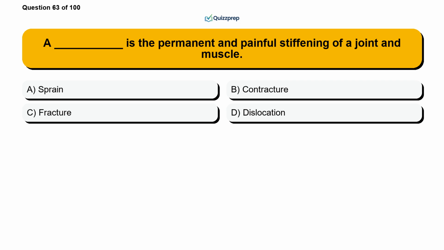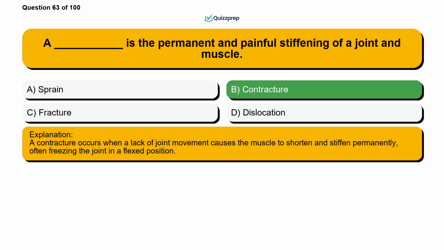Question 63. A blank is the permanent and painful stiffening of a joint and muscle. Option A, sprain. Option B, contracture. Option C, fracture. Option D, dislocation. The correct answer is option B, contracture. A contracture occurs when a lack of joint movement causes the muscle to shorten and stiffen permanently, often freezing the joint in a flexed position.